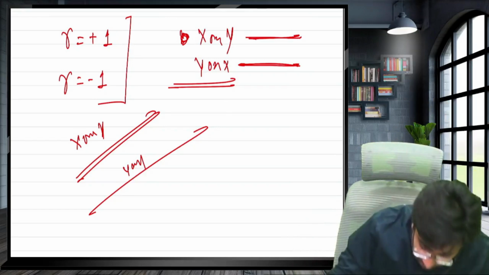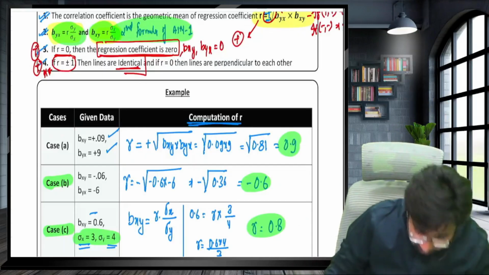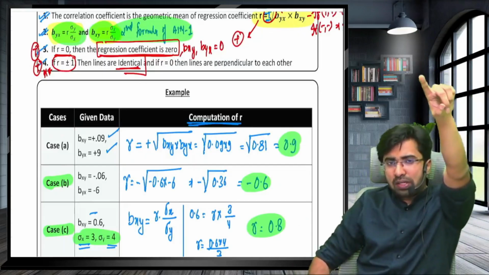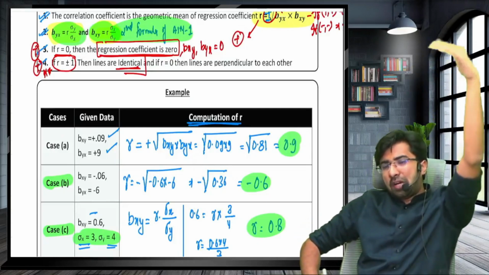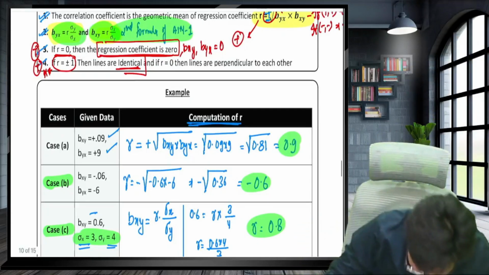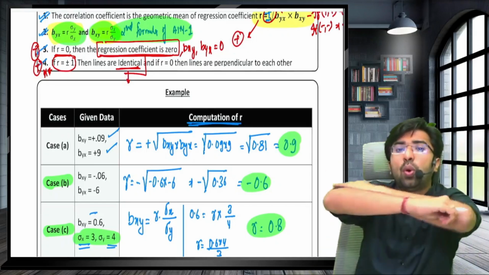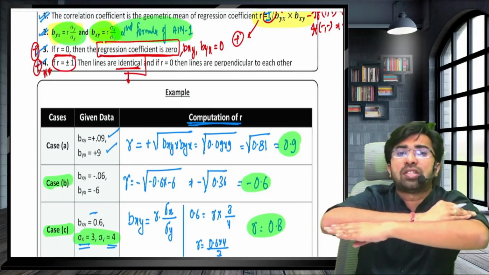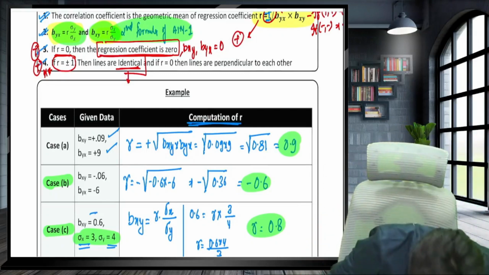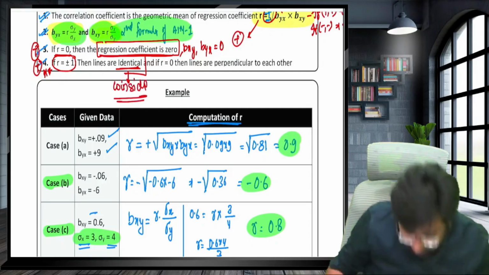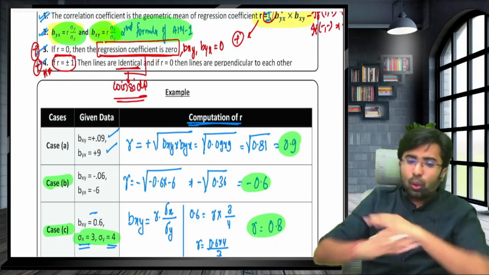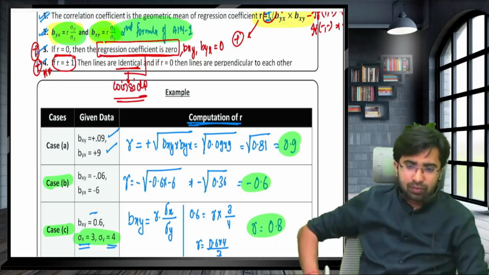So guys, again there are two theory points which correlate with each other. If the correlation coefficient is plus 1 or minus 1, then the lines are identical. The institute uses one more word: they coincide. Lines coincide. Coincide means they overlap each other. Guys, is this point clear?